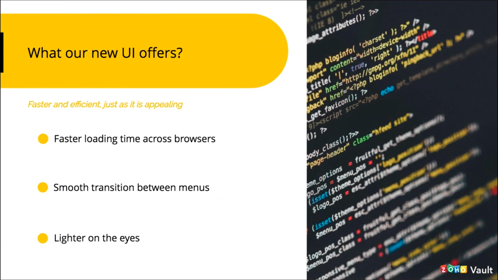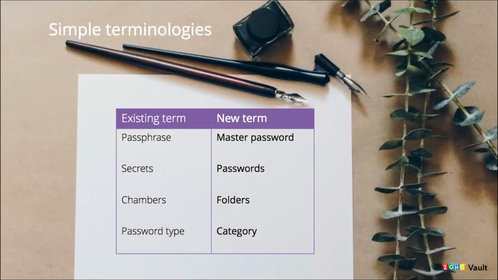So before we step into the screens from our new UI, I'll quickly familiarize you guys with a few key terms that we've used in the product that will be replacing the existing ones. For example, passphrase now becomes master password, secrets will be renamed as passwords, chambers as folders, and password type as category. The focus here is to simplify the user experience on all fronts, including the text that we've used. And we believe this will help deliver a clear picture to all our users across different domains, regardless of what background they're from.